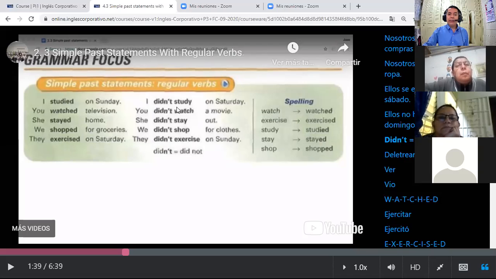I didn't study, right? And notice how the verb is not necessary to change it into the past form. So we say study, right? The base form in present, right? Okay, and then watch, stay, chop, exercise. So all the verbs are in simple present. Why? Because we use the auxiliary did, right? Okay, good. And now we have the spelling here.